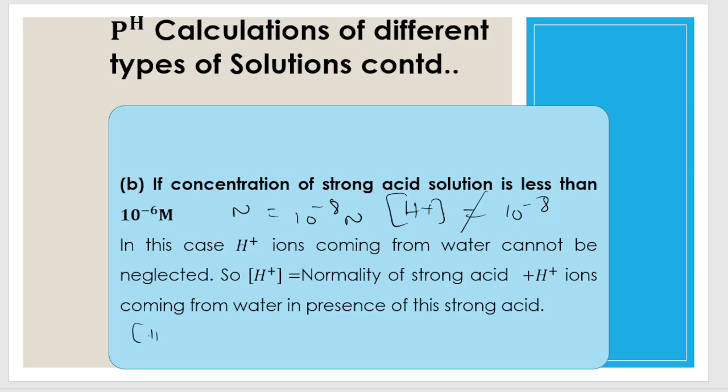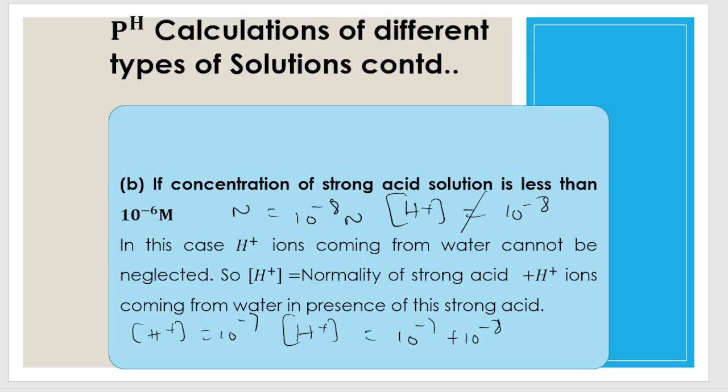the water itself contains H plus ion concentration of 10 power minus 7, which is greater than 10 power minus 8. So if the solution concentration itself is very small, even less than the H plus ion concentration from the water, then the H plus ion concentration from the water cannot be neglected. Then what will the total H plus ion concentration be? It will be 10 power minus 7 plus 10 power minus 8, from the water and from the solution.